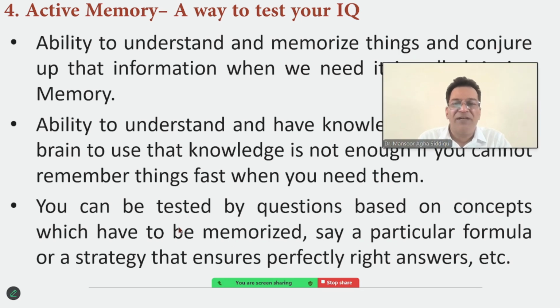You can be asked different concepts. Questions which are asked on concepts are basically active memory questions. Say, remembering a particular formula or remembering a particular method of solving a particular question, which ensures perfectly right answers, is part of active memory. If I take the example of mathematics questions, a single mathematics question can be solved by several methods. Out of all of those methods, there is one method which is fastest, which has fewer steps. As a result, it is called a strategy, and it is also the one which ensures higher accuracy. You need to know strategies for every type of question as part of this exam's preparation. That is also part of active memory.